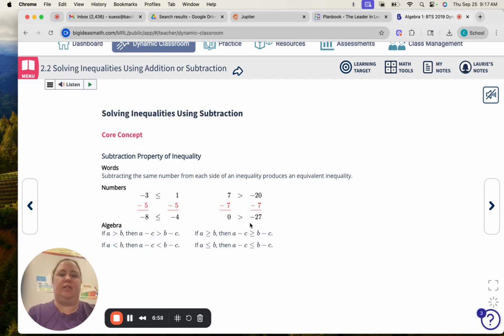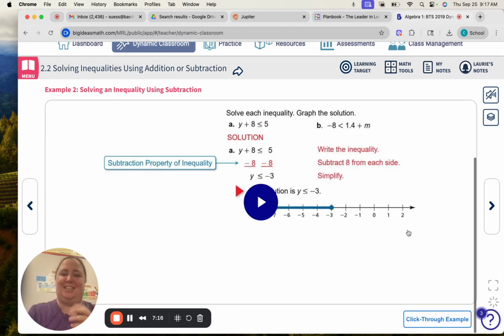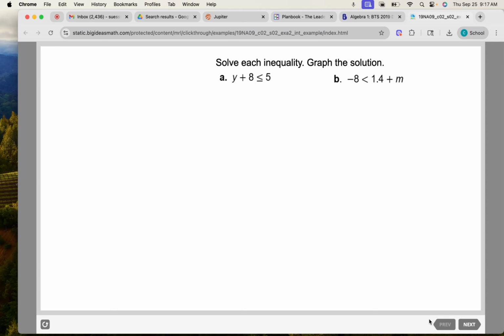All right. So this is subtraction property of inequality. So very similar to addition. If I subtract the same number from both sides and the new inequality is still true, then I've done it correctly. Do you want me to go through this, or do you think you understand the concept? Okay. Just checking. It's just the same thing, only we're subtracting. All right, so let's go do the example.